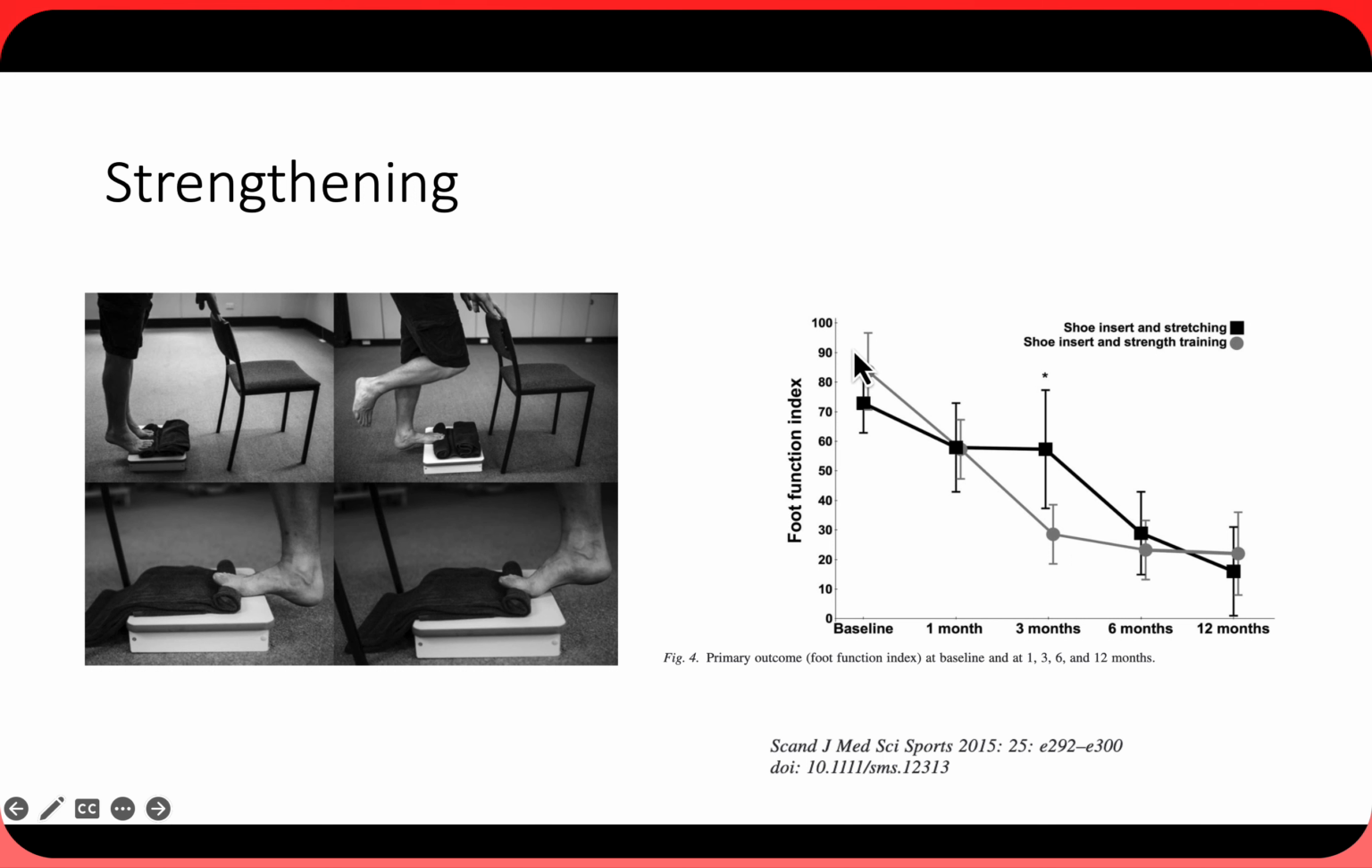So it does seem to accelerate that initial recovery period, but then again, you end up with lingering symptoms that aren't so bad, but they're still there even at 12 months, because notice it does not go to zero.